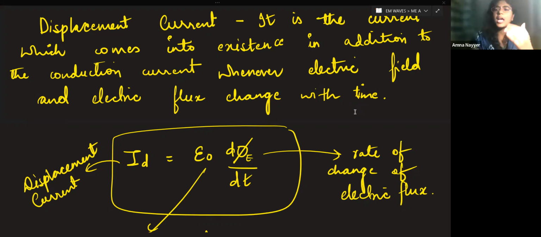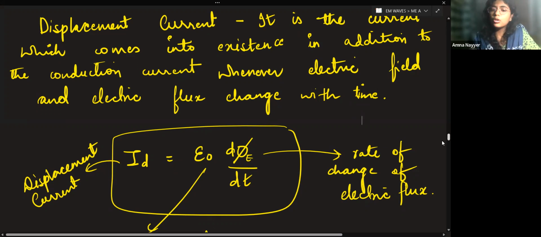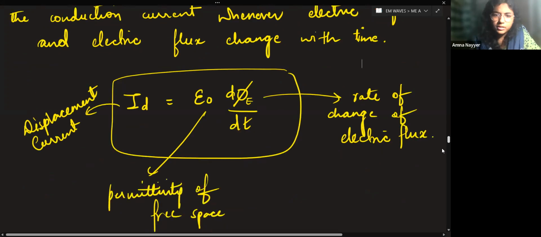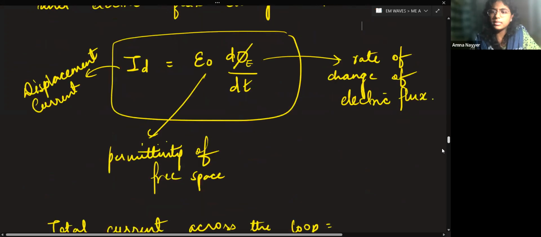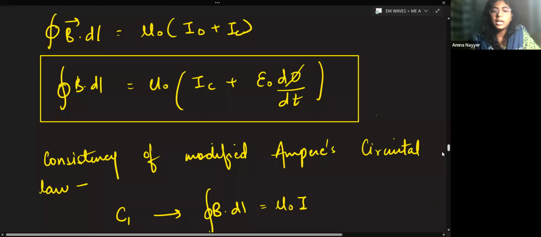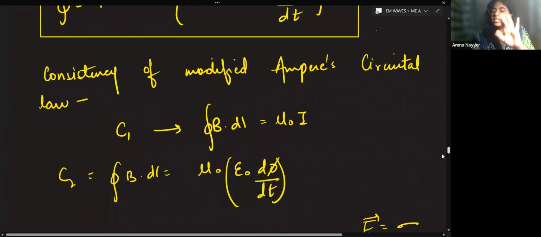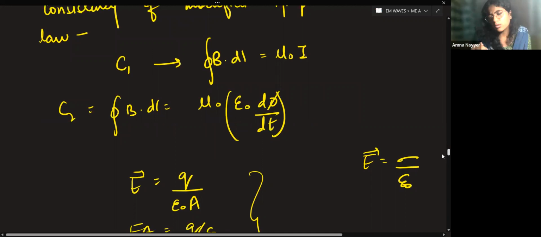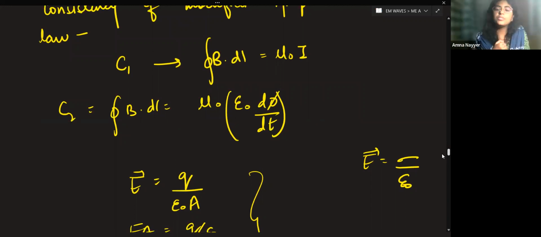We understand because we have seen across C1 it is mu naught I and across C2 it is zero. But how can we agree that this displacement current is providing consistency to the Ampere circuit equation? If you solve this further, this is mu naught IC plus epsilon, which is actually total current. Across C1, this is mu naught I. So across C2 also, if somehow we bring this as mu naught I, we'll prove that both are consistent because both are equal.